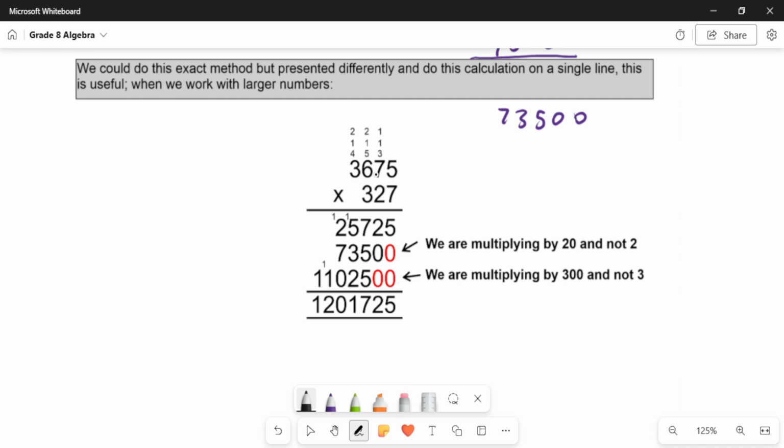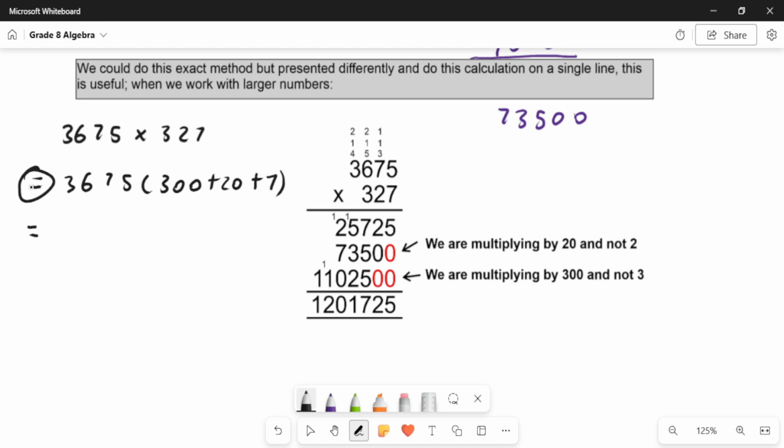What we're going to do first, exactly as I've done before, I'm going to say 3675 multiplied by 327, which is the same as 3675 into 300 plus 20 plus 7. Can you see this equal to sign is very important, because whatever you write here needs to be a re-expression of whatever's at the top. Let me repeat that. Whatever you write here has to be a re-expression of the top.